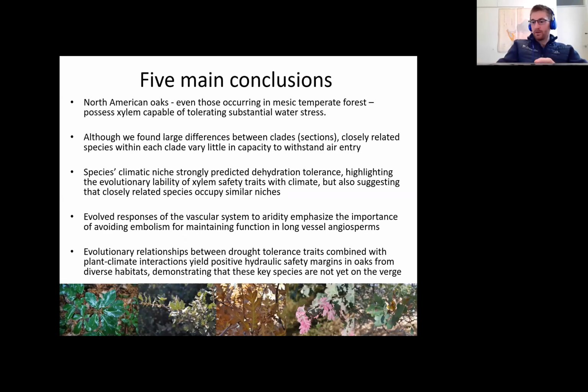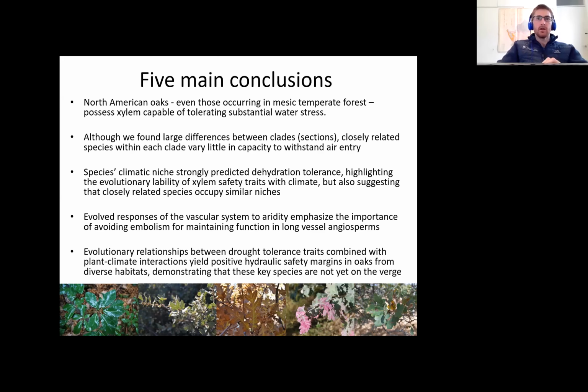Okay, so I think we're coming fairly close to the end of the presentation, at least. I wanted to leave some time for discussion, but just to conclude, there are 5 main takeaways from this presentation. What we've shown is that some of the surprising patterns that are presented in the literature for Mediterranean woody long-vesseled species disappear when we use new techniques that potentially avoid some of these methodological artifacts. And what we show instead is that even species occurring in fairly mesic environments have xylem that is capable of tolerating fairly substantial water stress.